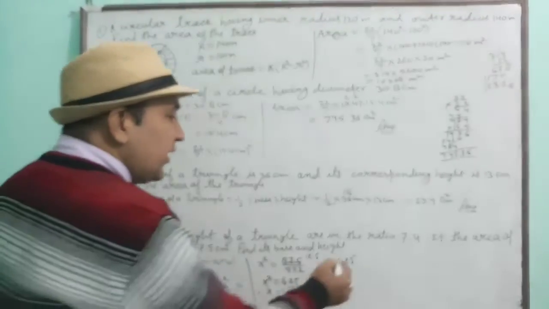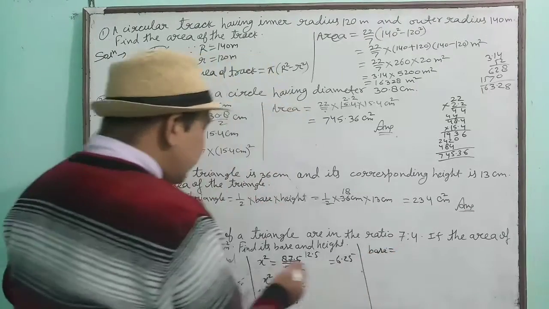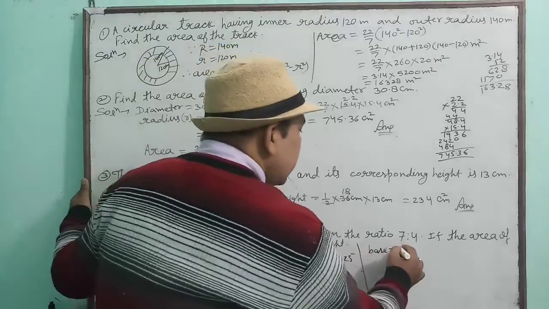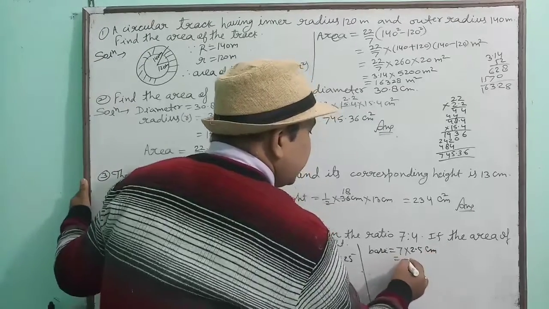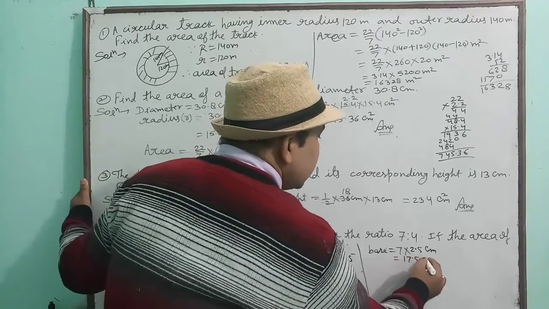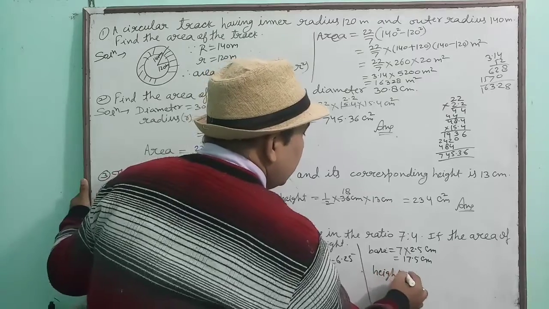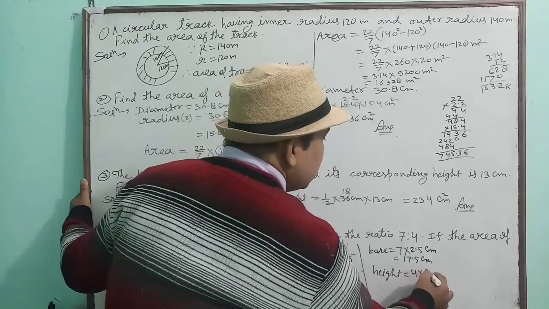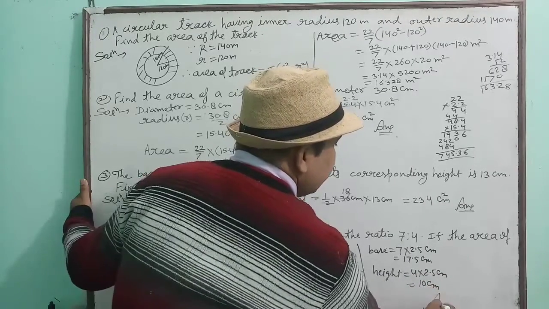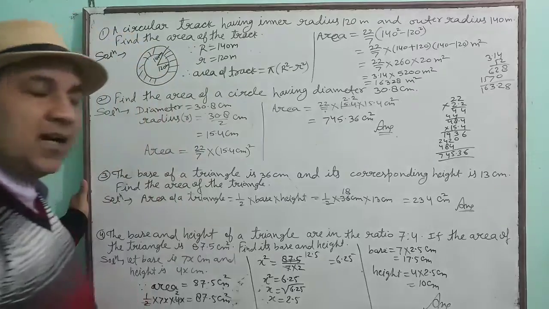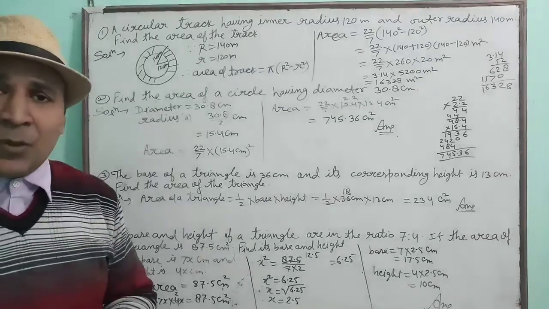If x is 2.5, then what will be the base? Base we have taken 7x, that means 7 into 2.5 centimeter. That means 17.5 centimeter. And height will be 4x, means 4 into 2.5 centimeter, means 10 centimeter. And this will be your answer. Okay, note down these questions so that we can do some more.